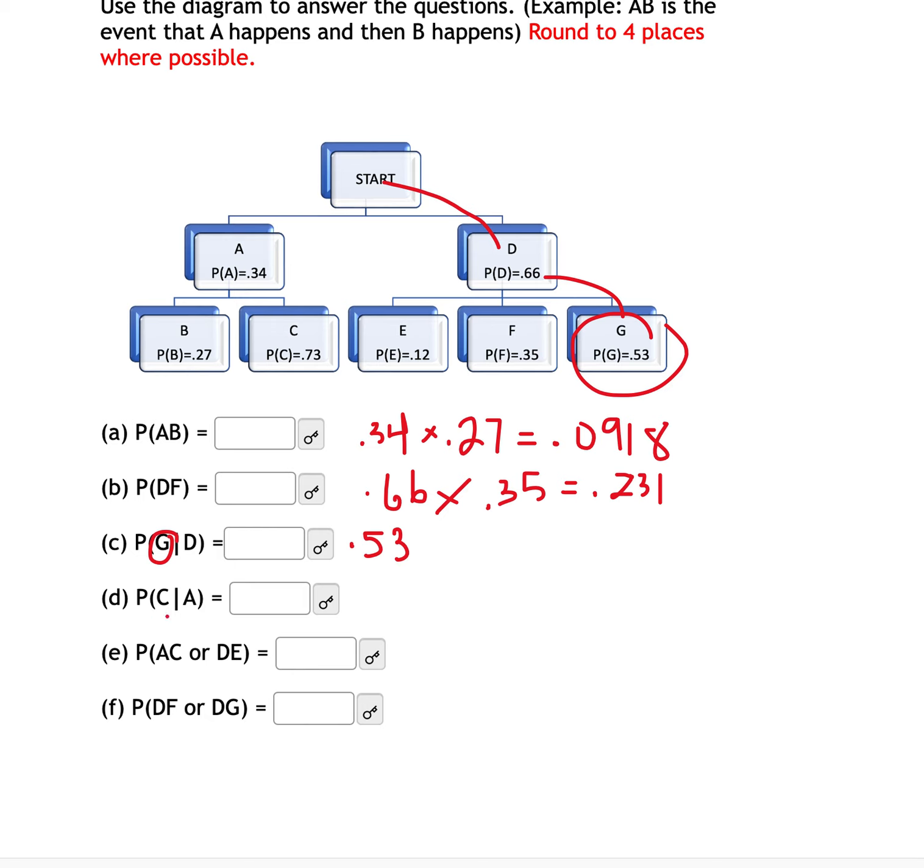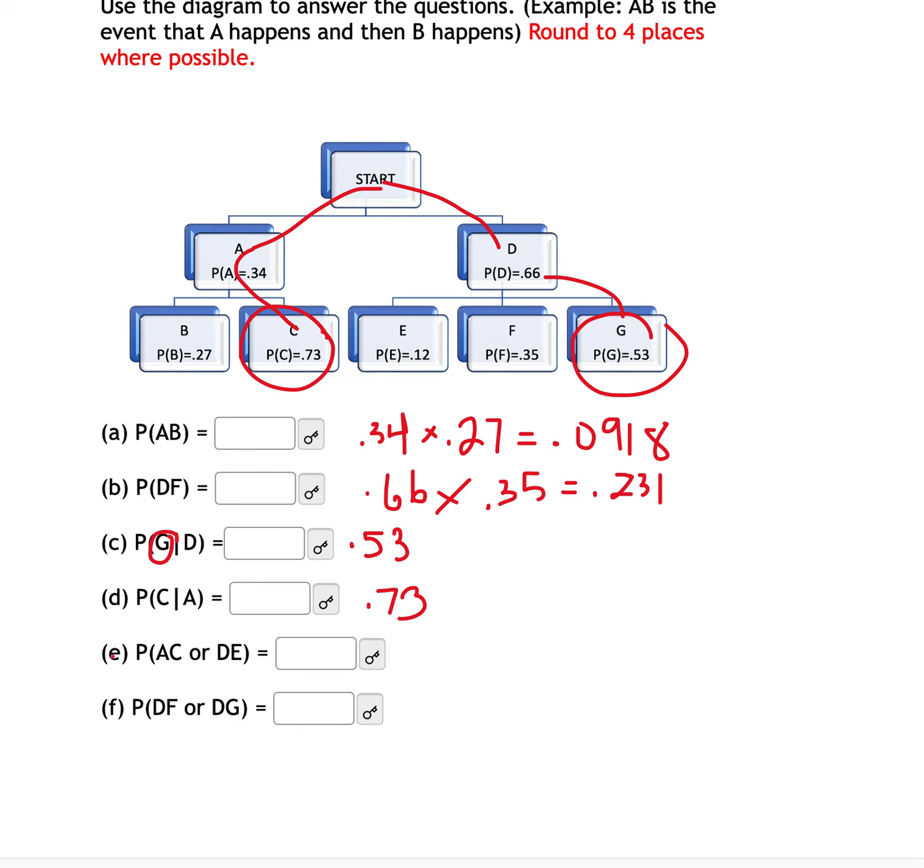So part D says find the probability that C happens given that A has happened first. So I'm going to follow A. A has happened first, and then I'm going to find the probability of C happening given A has already happened. So that's going to be 0.73.